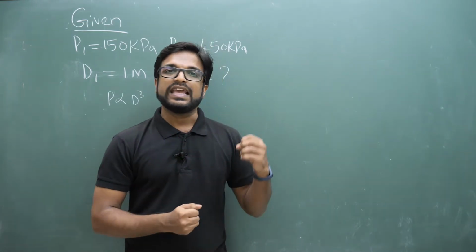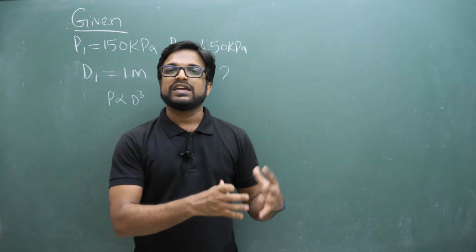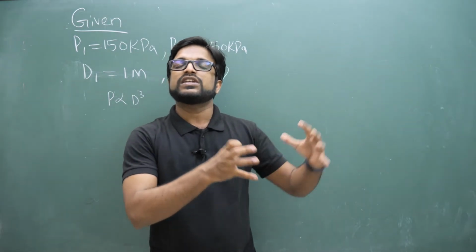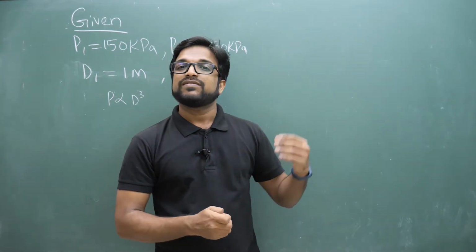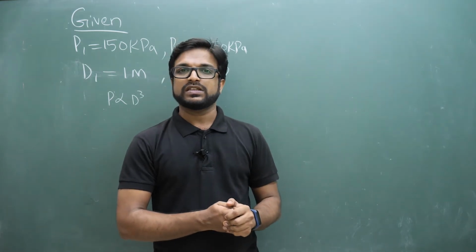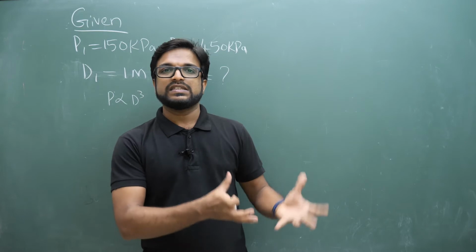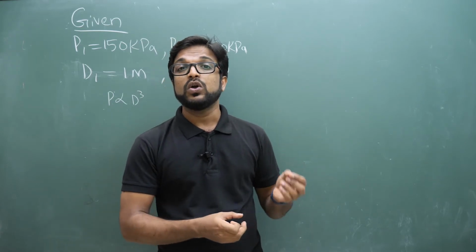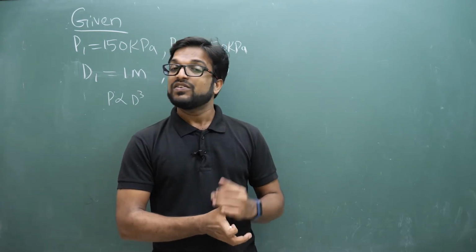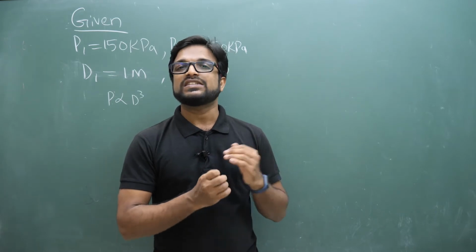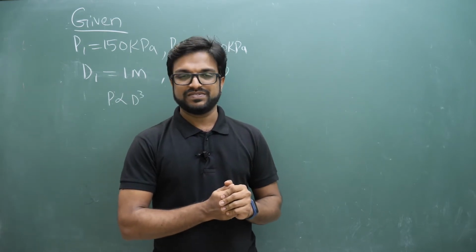So in this question, the initial diameter is 1 meter. By the end of heat transfer, its diameter has increased to some value and the final pressure is 450 kilopascal. It is also given that the pressure developed inside the balloon is proportional to the cube of the diameter. Finally, they are telling us to find the work transfer involved in this process.